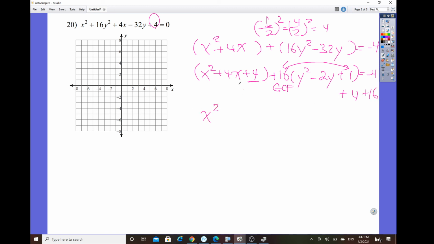So what we got here, factor it. So x squared, well, we don't need that square because we want to factor it. So it's x plus 2, quantity squared. And then 16 times the quantity of y minus 1 squared. So negative 4 plus 4 got canceled. So what's left here is 16. Divide everything by 16.